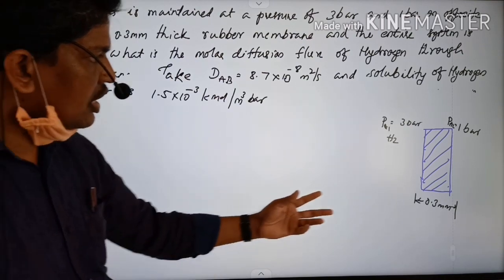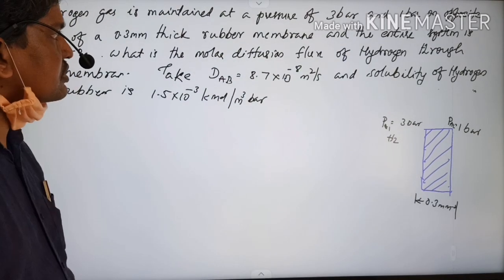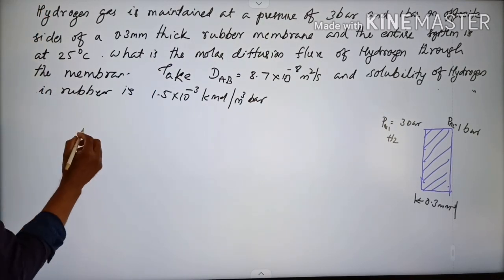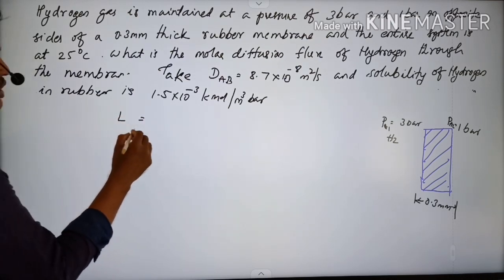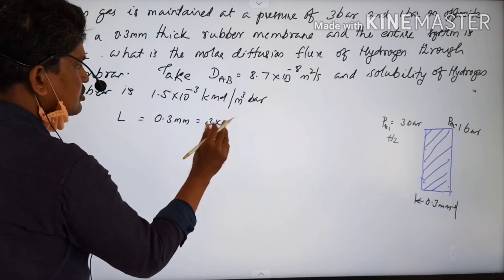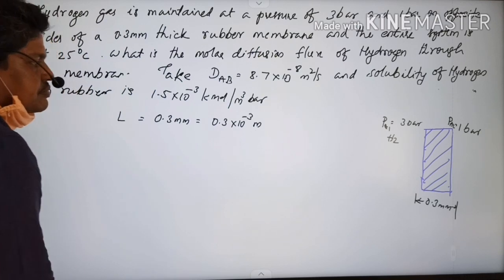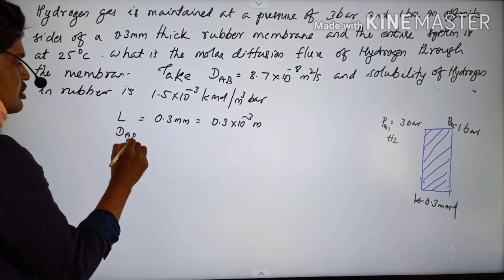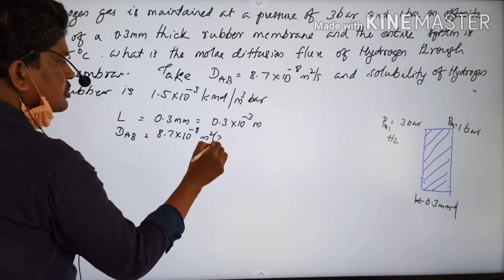Then the thickness of the slab is 0.3 mm. Then the DAB is given as 8.7 into 10 raised to minus 10 meters square per second, and the solubility of the hydrogen is given. So we have L, it's a case of plane slab, so L is equal to 0.3 mm, which is equal to 0.3 into 10 raised to minus 3 meter. Then DAB is equal to 8.7 into 10 raised to minus 8 meters square per second.